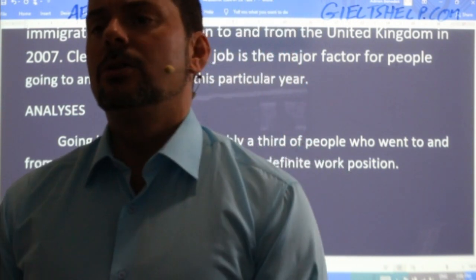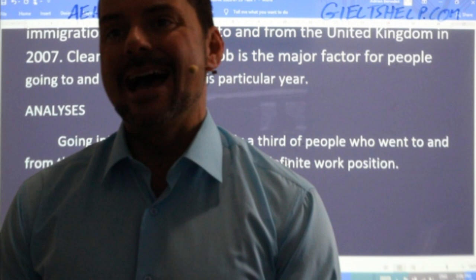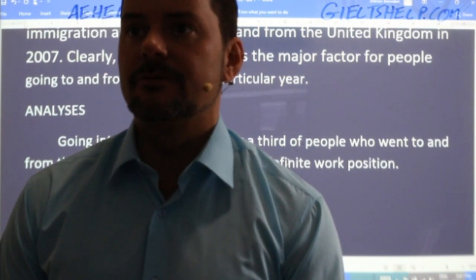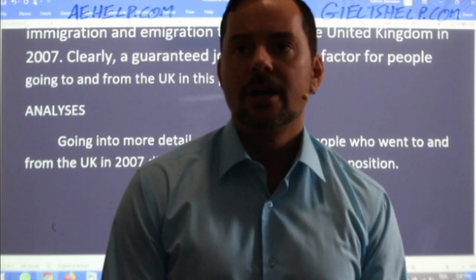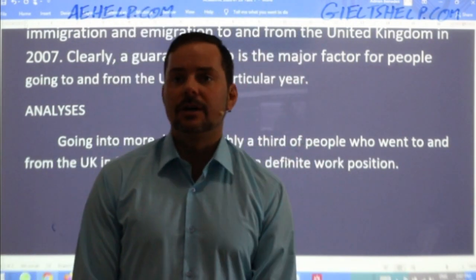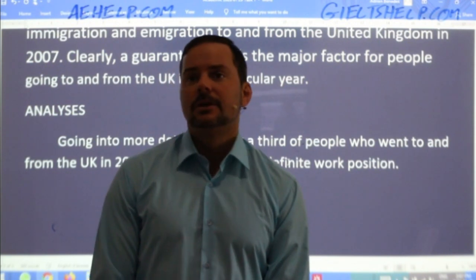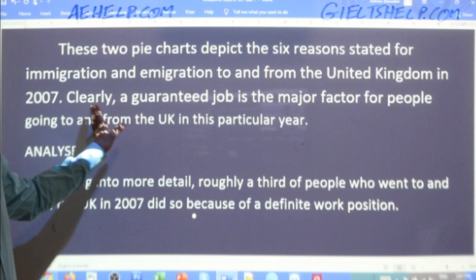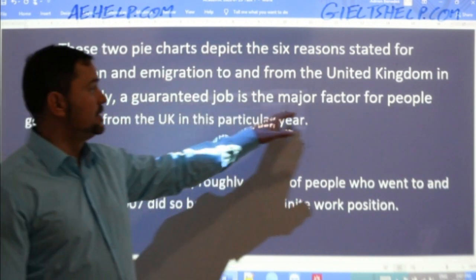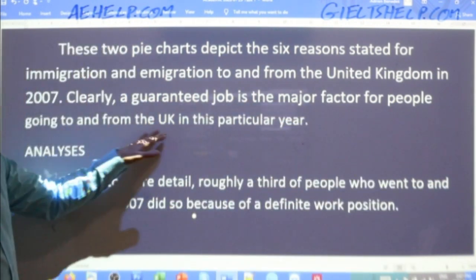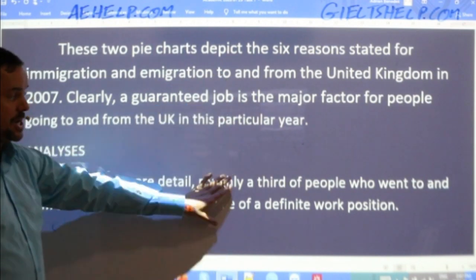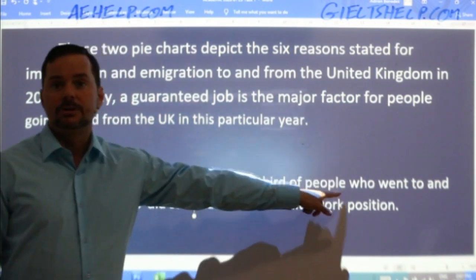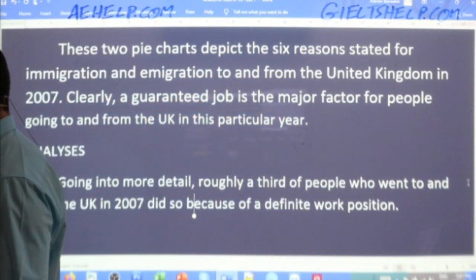Prajka, while looking at the charts in more detail, definite job is certainly the main reason for people to leave and come back to the UK. Prajka, that's a repeat of the most observable feature. Clearly, a guaranteed job is the major factor for people going to and from the UK in this particular year. In your analysis, you have to say more, like roughly a third of people. Okay, there has to be more detail there.